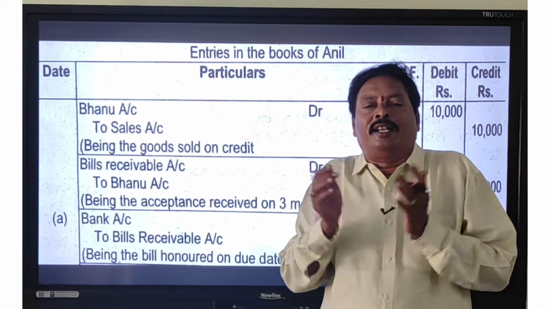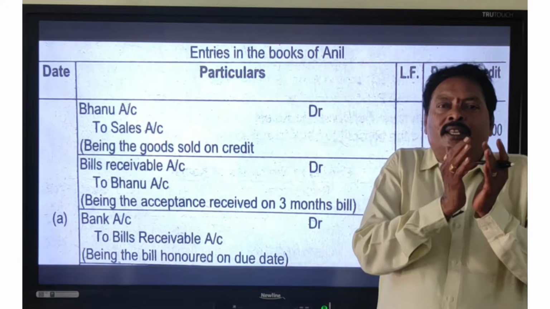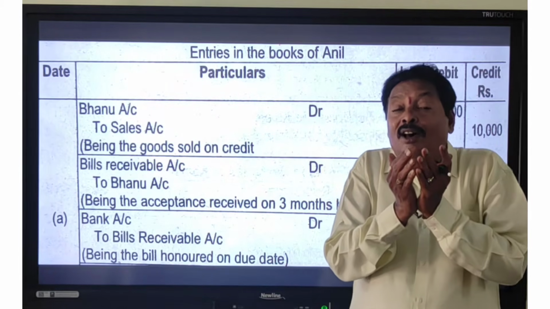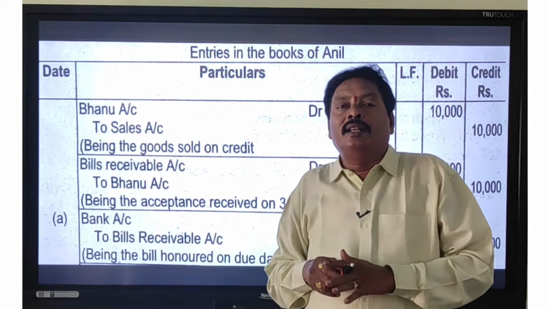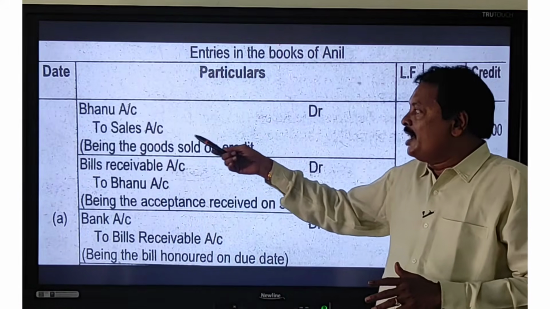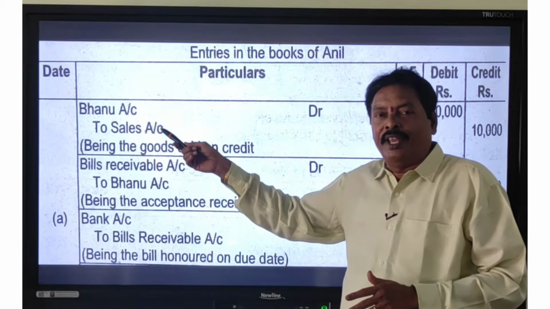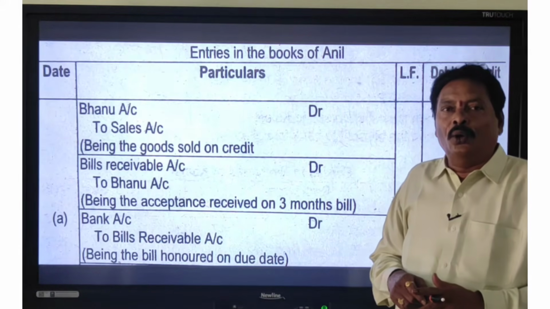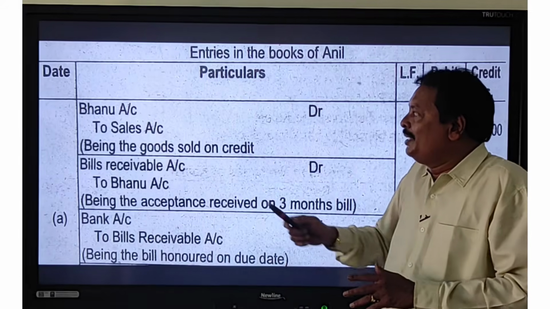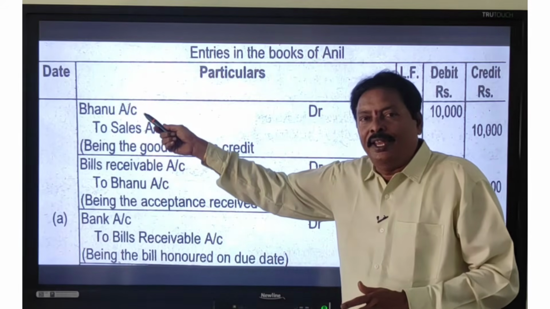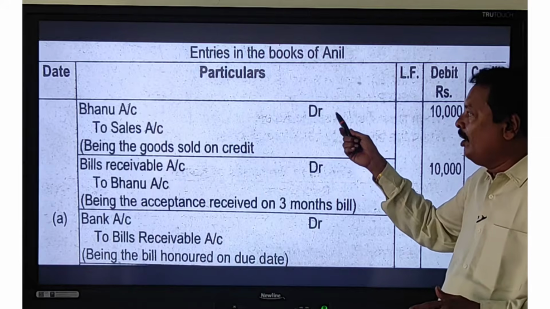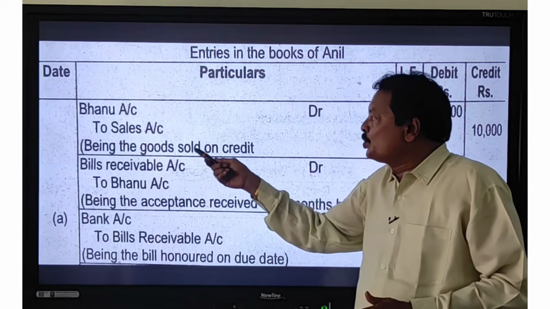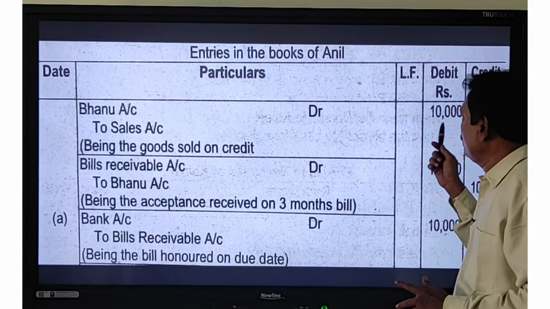Sales is related to nominal account. Incomes and gains are credited, and expenses and losses are debited, as per the nominal account rule. In this transaction, sales are income. That's why we have to credit this sales. So the entry is formed as Banu received the goods, that's why debit Banu account debtor to sales account. The narration is being the goods sold on credit, 10,000 rupees.